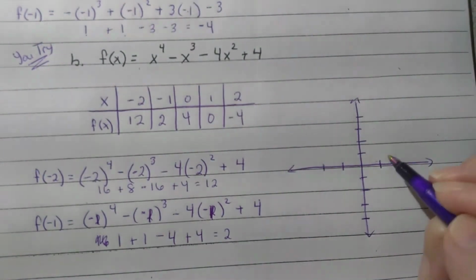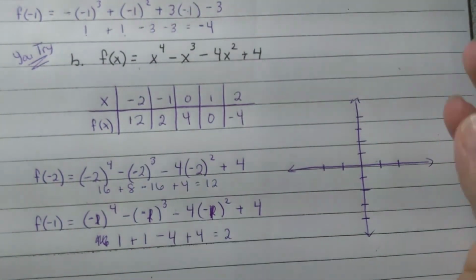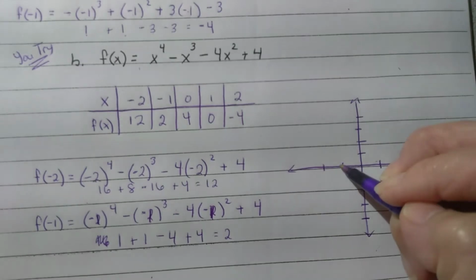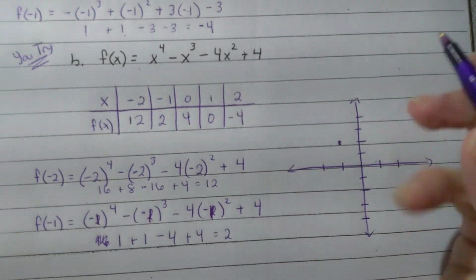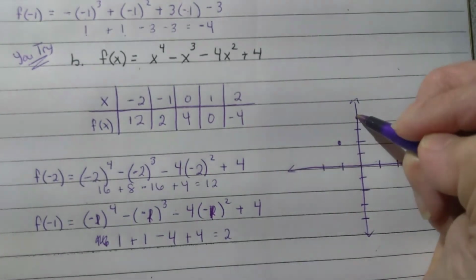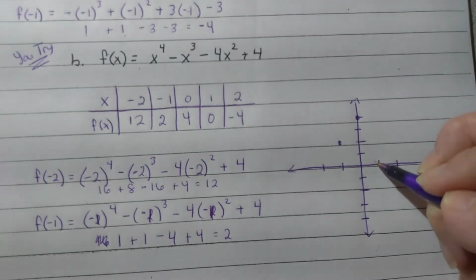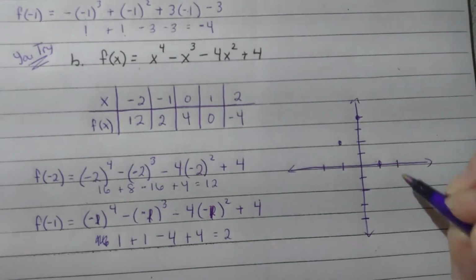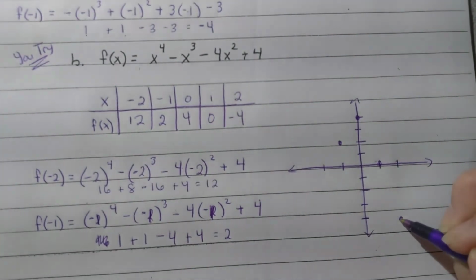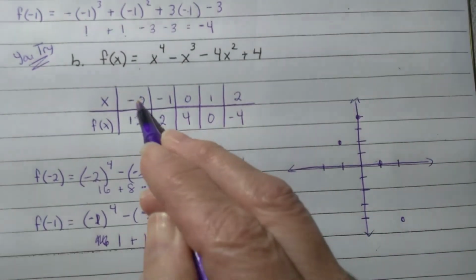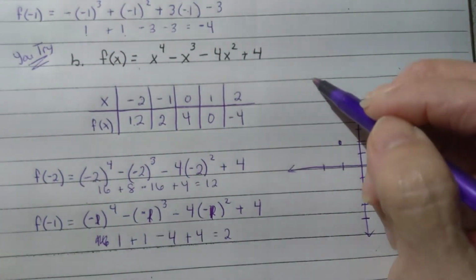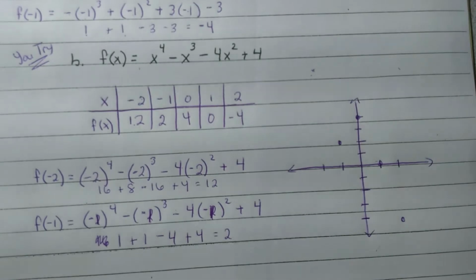And here we go with our graphing. Now that's too big. I'm not willing to go that big for the numbers, but I can do -1, 2. I can do 0, 4. I can do 1, 0, and I can do 2, -4. The other thing I can remind myself is that -2, 12 is going to be way up here someplace.